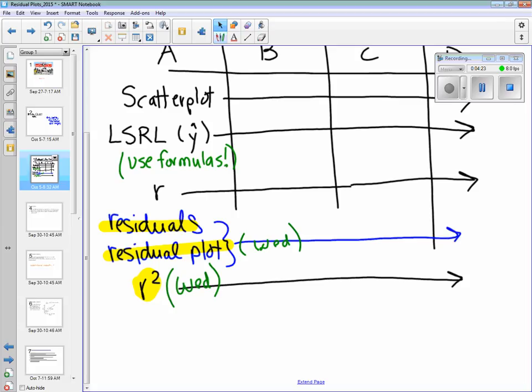So it's going to count quite a bit of points, okay? Because it's a lot of work. All right, so any questions on anything that's not highlighted that you should be able to do?